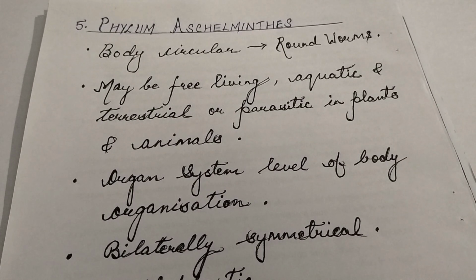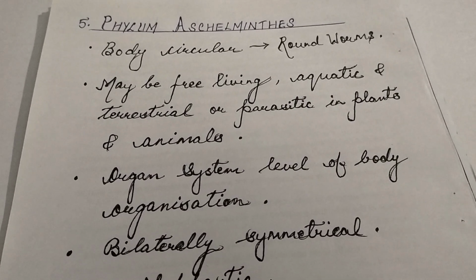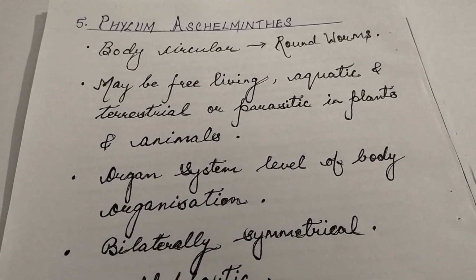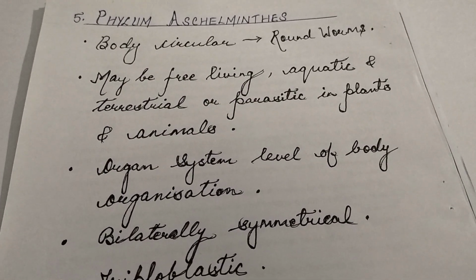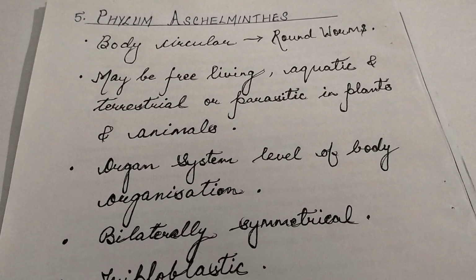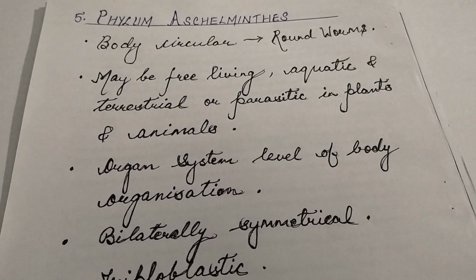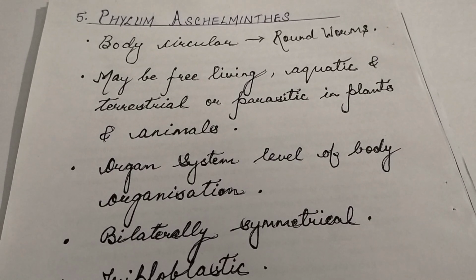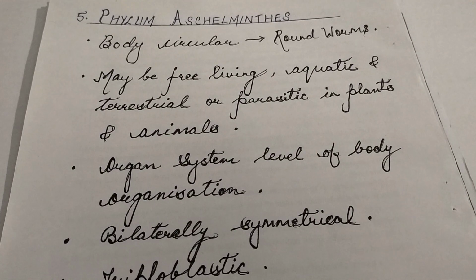Next character, they have an organ system level of body organization, means different organs combine to form a specific system known as the organ system, which performs specific functions. They are bilaterally symmetrical, means when divided through the central plane on a single plane, the body is divided into equal right and left halves.